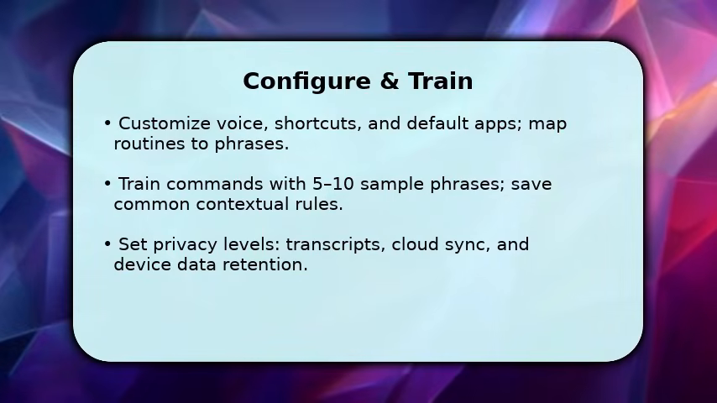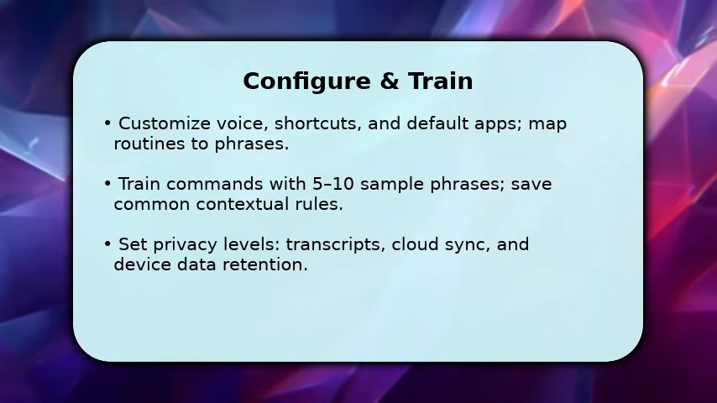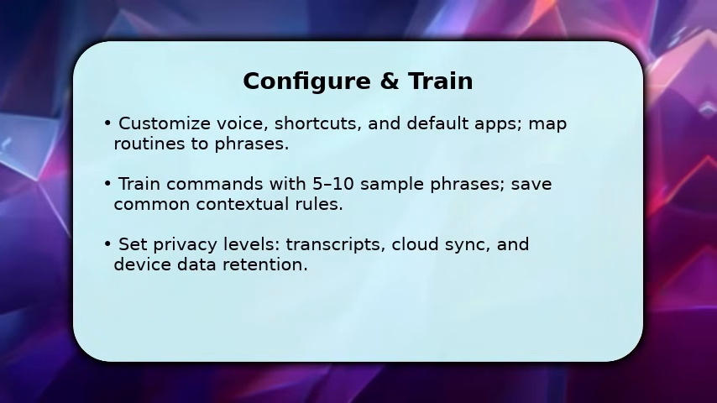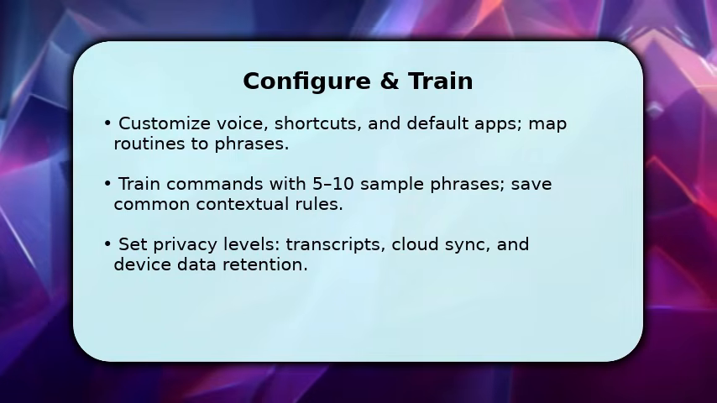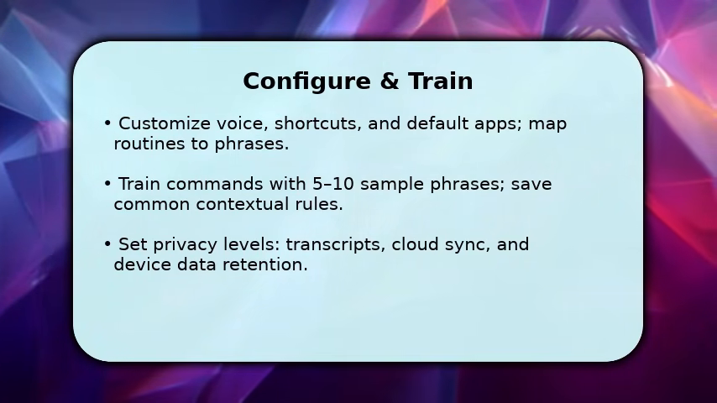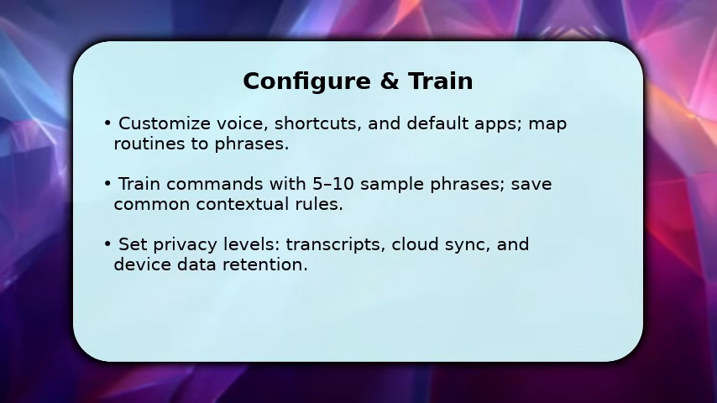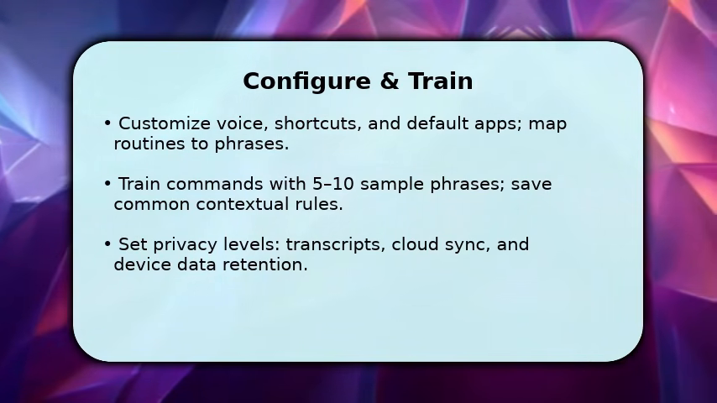Once initial setup is ready, configure Panda's behavior. Choose a voice, set default apps, and create shortcuts for frequent tasks so you save time. Then train the assistant by recording 5 to 10 sample phrases for complex commands. This improves accuracy when context is required. Make sure to map routines to concise phrases and test them.